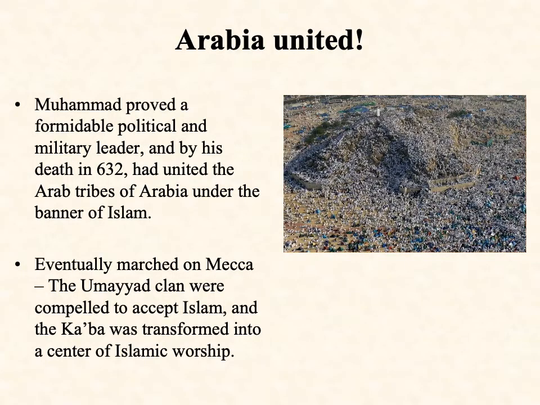So coming back to the broader narrative and making a long story short, to the extent that Muhammad proves himself a formidable political and military leader, he is able to rally the various tribes of Arabia, and by his death in 632, a mere 10 years after the Hijrah, he had united the Arab tribes of Arabia under the banner of Islam. The last to fall were the Umayyads within Mecca. He eventually marched on Mecca, at which point the Umayyad clan were compelled to accept Islam.